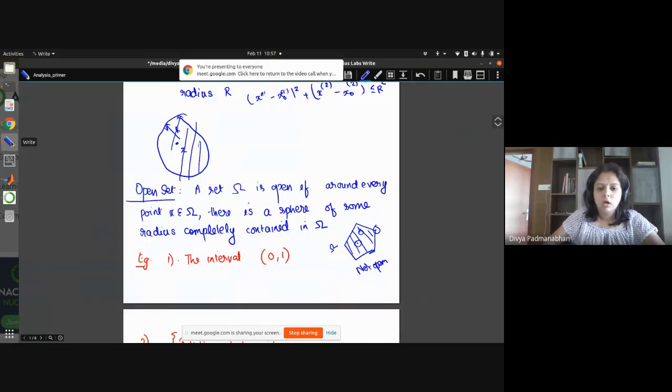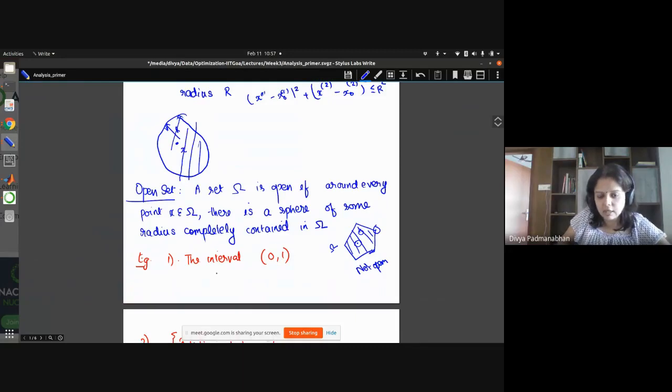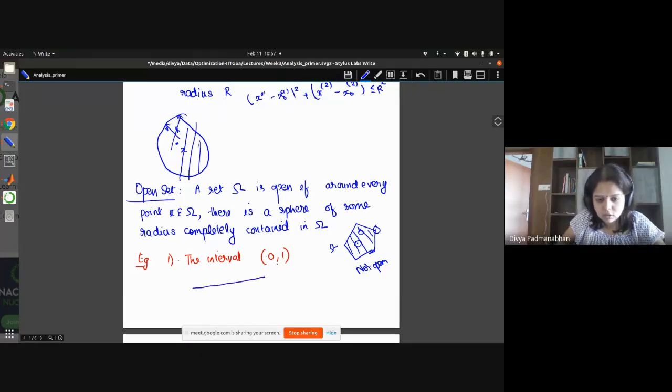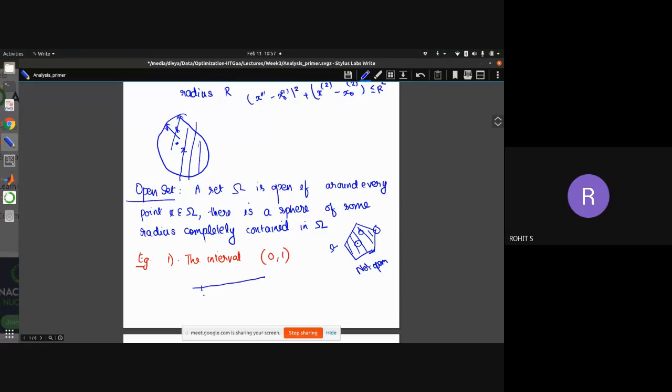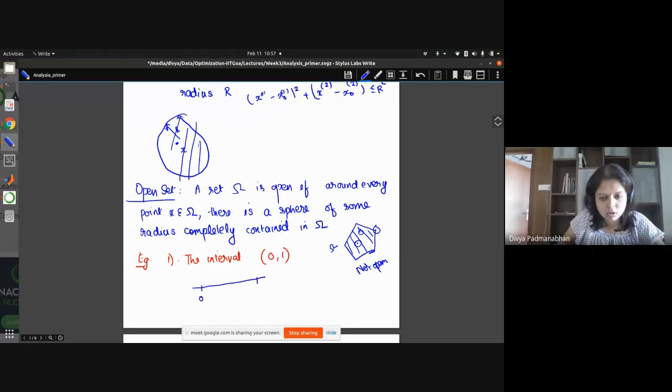All right. Let's see, what about this set (0, 1)? I'm considering the set of all numbers, just on the real line. I'm just looking at this interval (0, 1). Is this an open set? This does not include the points 0 and 1. So you're saying this is an open set, right? This is without these endpoints 0 and 1.